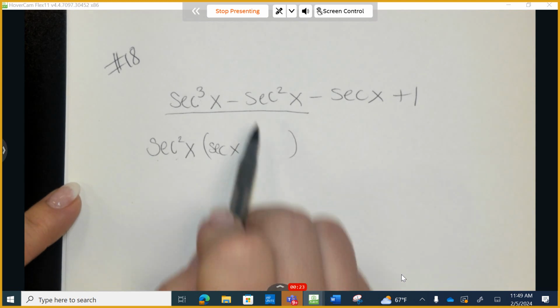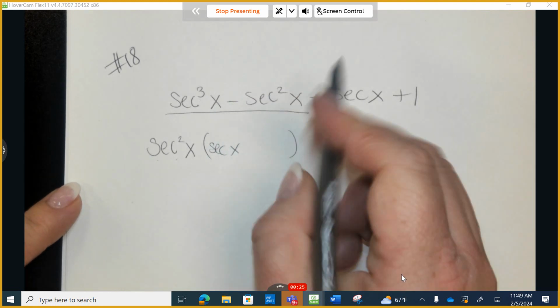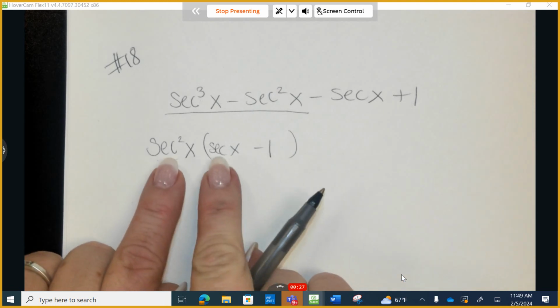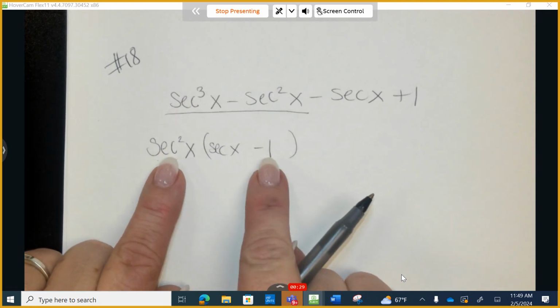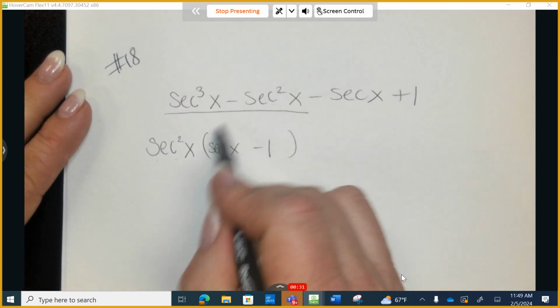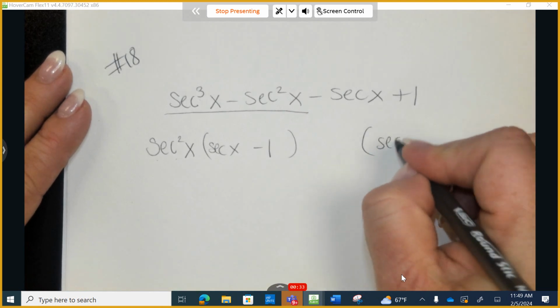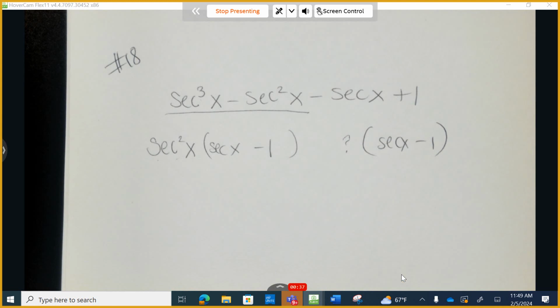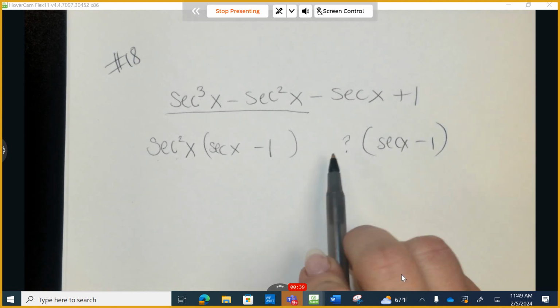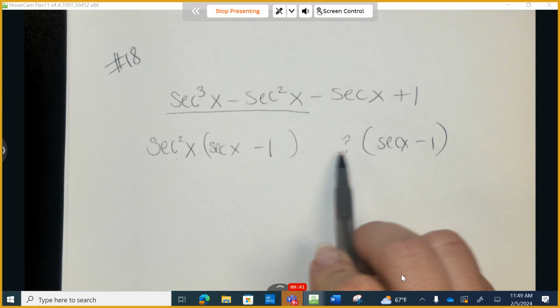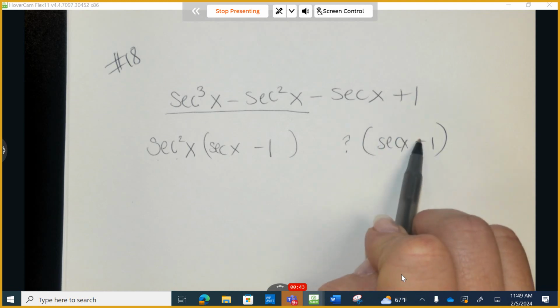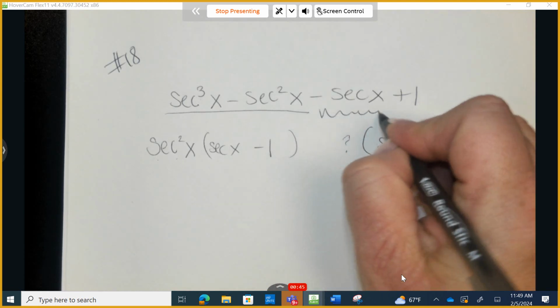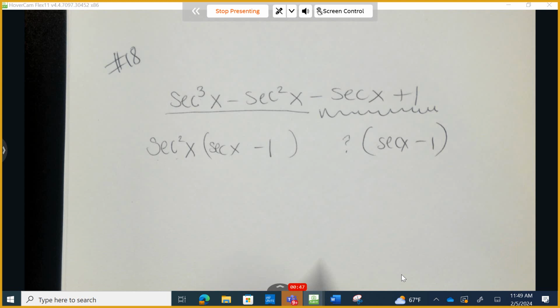Secant squared times what would give you a negative secant squared x? It'd be a negative 1. I just want to make sure this is right. This looks good, and this looks good. Now remember, whatever is in parentheses, I'm going to come over to the side and put it over here, and I'm going to put a little question mark in front. If we can factor by grouping, we'll be able to come up with a term that can be distributed to both items inside, and we end up with what is above my wavy line.